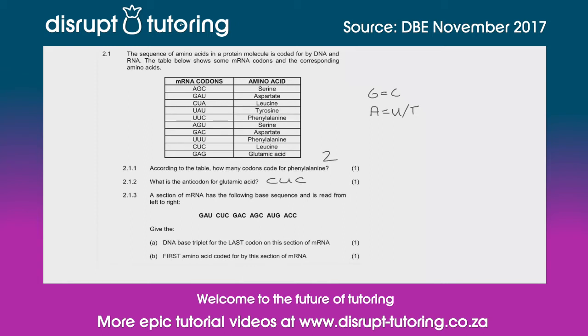2.1.3, a section of mRNA has the following base sequence and is read from left to right. So we have GAU, CUC, GAC, AGC, AUG, and ACC. Give the DNA base triplet for the last codon of this section of mRNA.